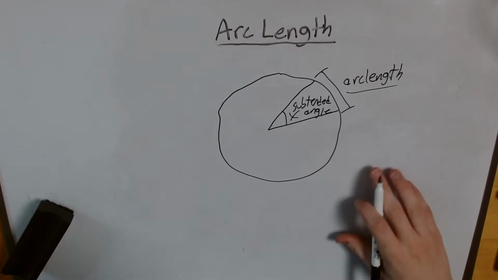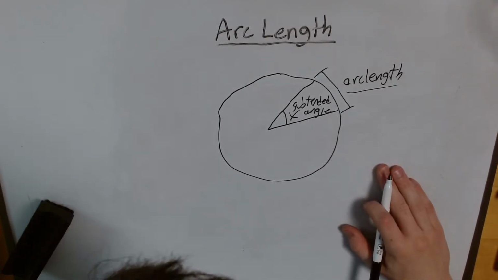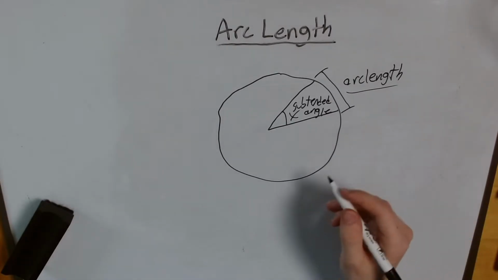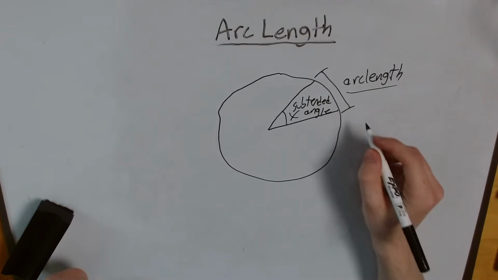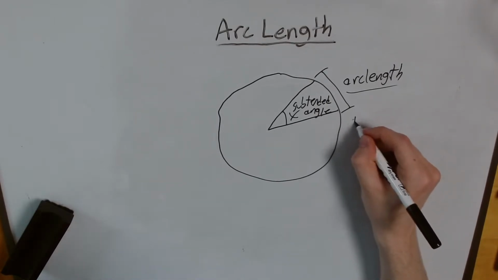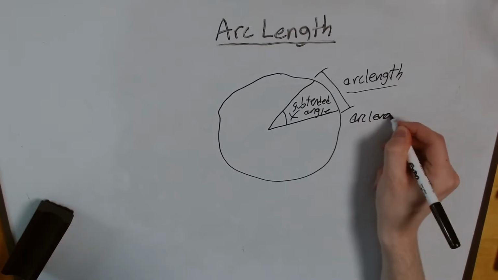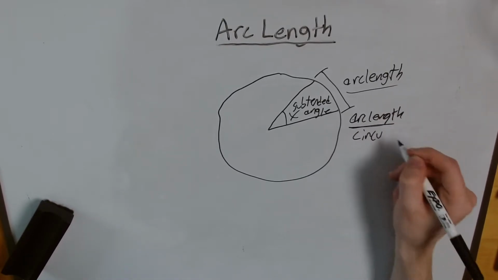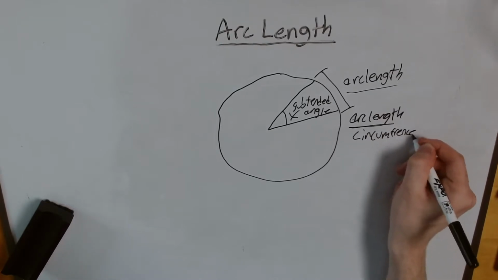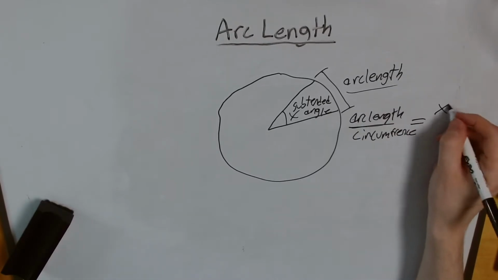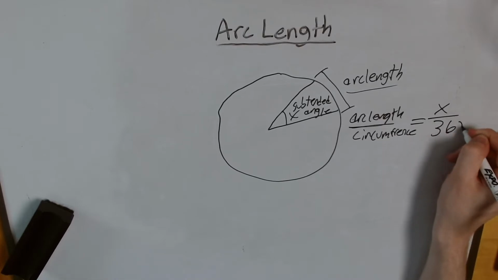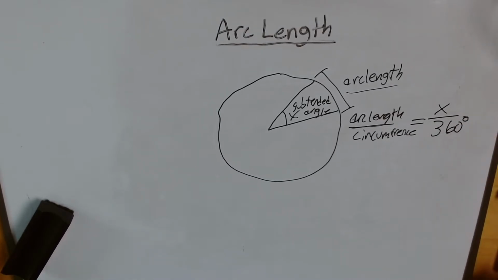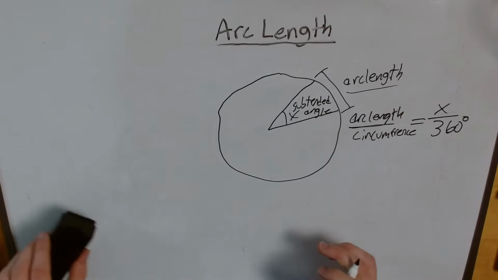Well, the answer comes in the form of a pretty simple ratio, right? The arc length to the circumference is equal to the angle, which I'm just going to call x, over 360 degrees, right? And so then finding the arc length is actually pretty simple.